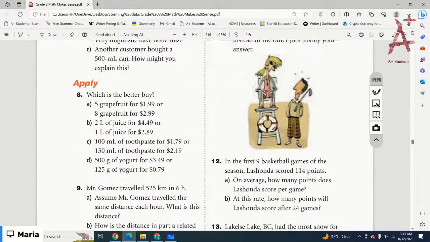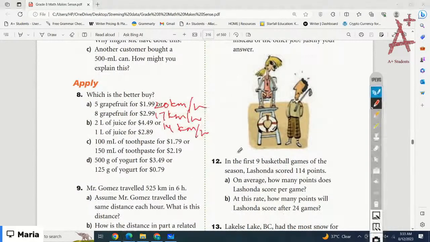In the first 9 basketball games of the season, Lashonda scored 144 points. On average, how many points does Lashonda score per game? At this rate, how many points will Lashonda score after 25 games? Okay, first you have 9 games. In 9 games, he did 114 points, right? So 114 divided by 9 equals 12.6. That means the average score is 12.6.